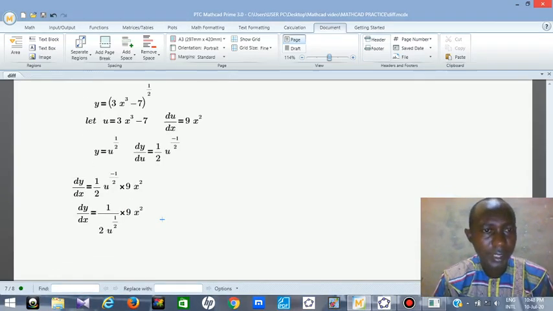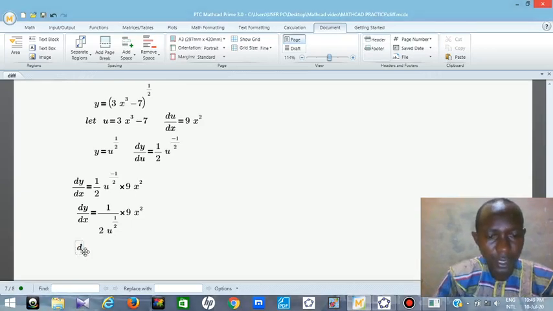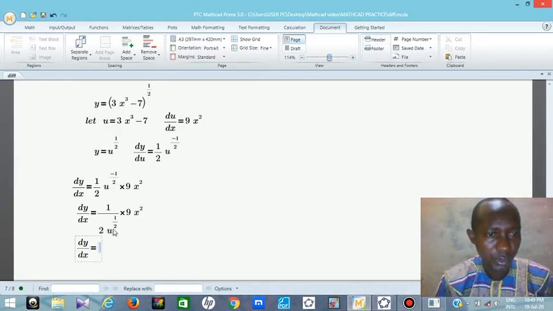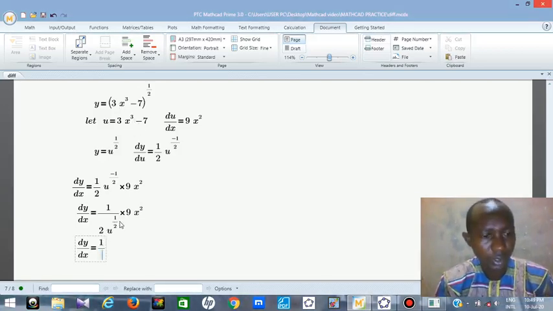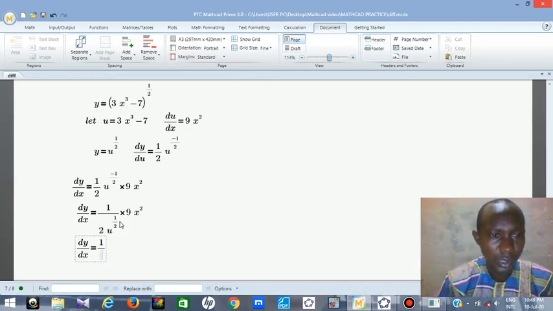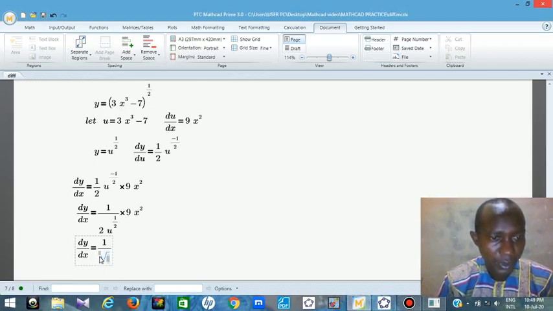Then your final answer, if you want to finalize it now, you need to put the value of u. dy dx will be equal to, if you substitute the value of u into this place, which is 3x raised to power 3 minus 7, you are going to have 1 all over 2. Okay, let's put the root first. 1 all over 2. The 2 is going to be in front of the root.